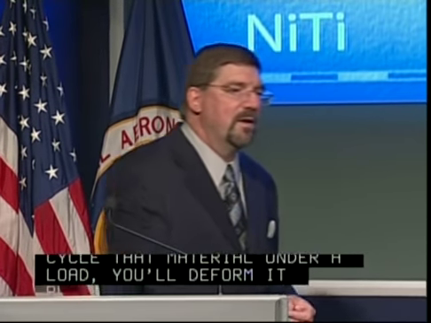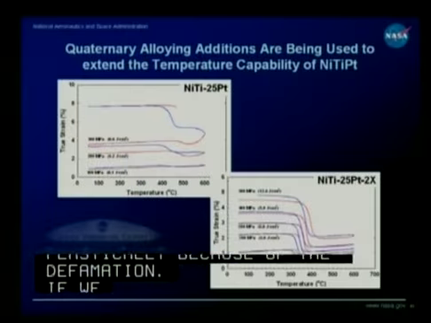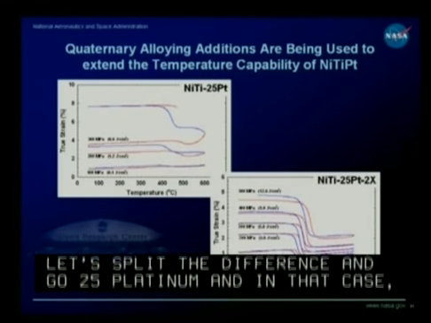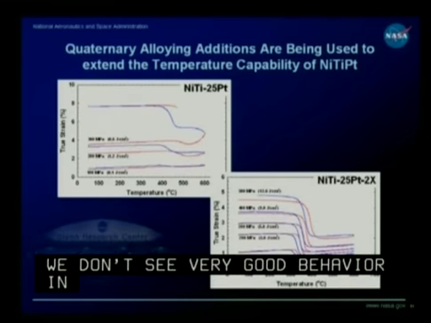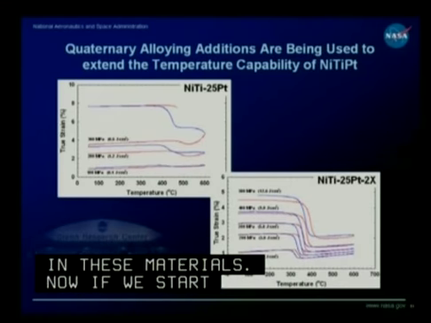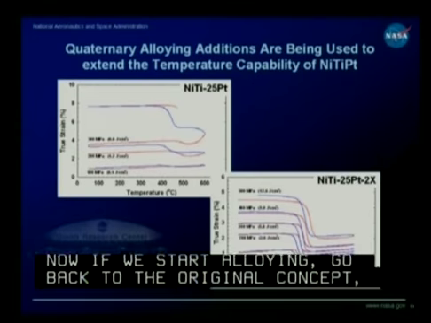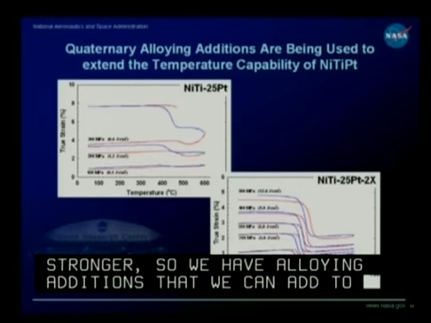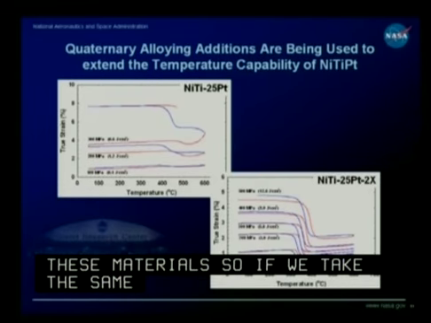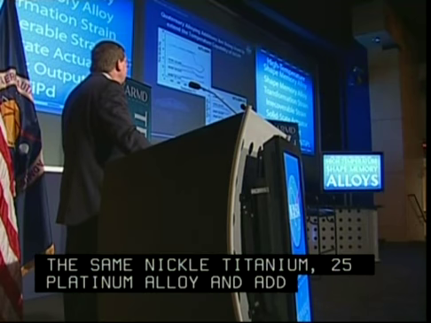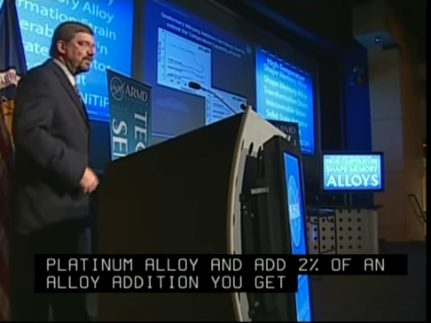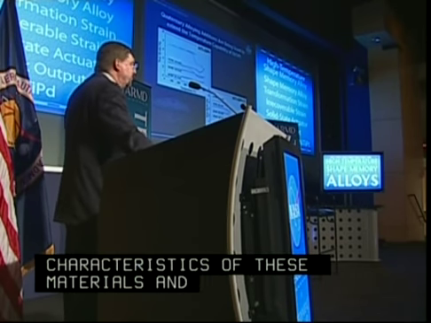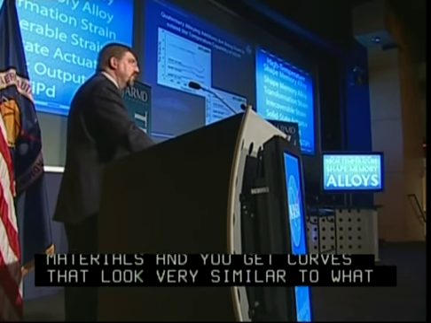So if we go to the next slide, let's split the difference and go to 25 platinum. And in that case, we still don't see very good behavior in these materials. But now if we go back to the original concept, well, let's start alloying these materials to make the phases a little bit stronger. So we have alloying additions that we can add to these materials. And so if we take the same nickel-titanium 25 platinum alloy and add about 2% of an alloying addition, we can get a very significant increase in the work characteristics of these materials, and you get curves that look very similar to what you would see before, but now with transformation temperatures between 300 and 400 degrees C.